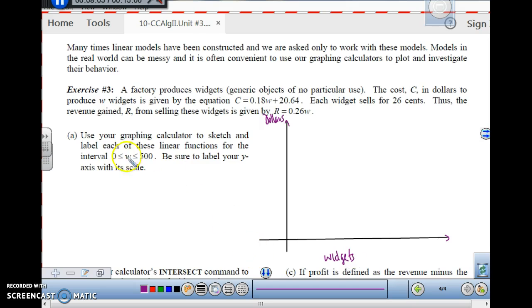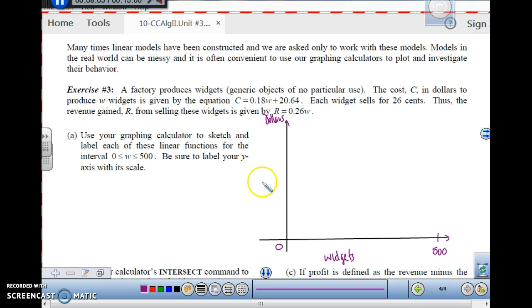Okay, now it says, use your graphing calculator to sketch and label each of these linear functions for the interval between 0 and 500 for the W. So the widgets is going to be from 0 to 500. 0 here, 500 here. Okay, and then we want to figure out what our scale is going to be.